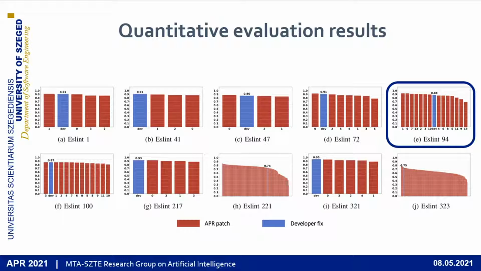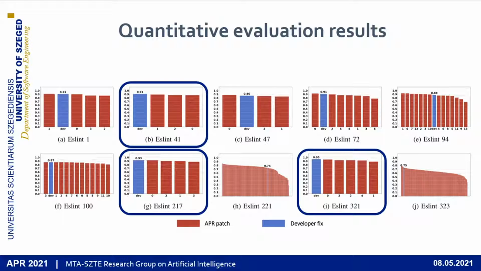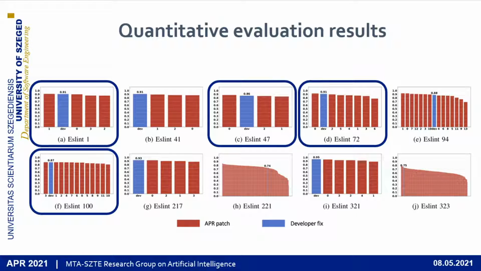Moreover, more of the patches at the top of the list are incorrect ones, meaning that they hold a low relevance. It is clearly visible that in most cases the developer fix has been placed in a prime location in the similarity list. The developer fix is at the top of the list in 3 cases, while it takes the second place in 4 cases.